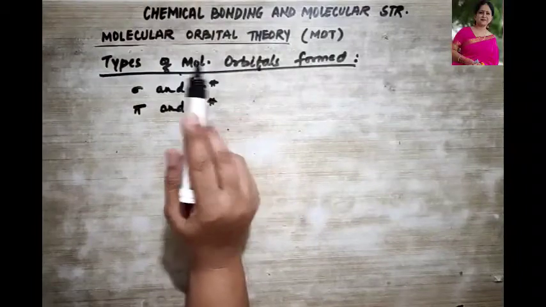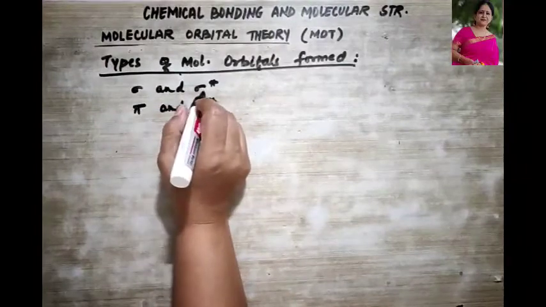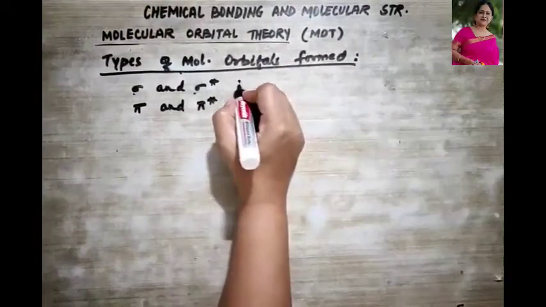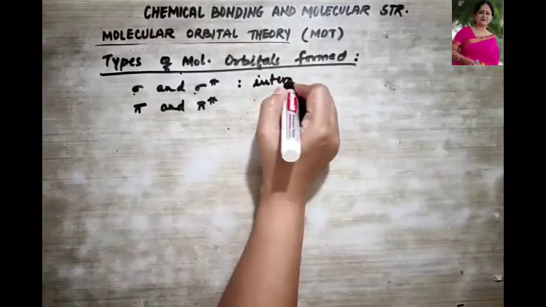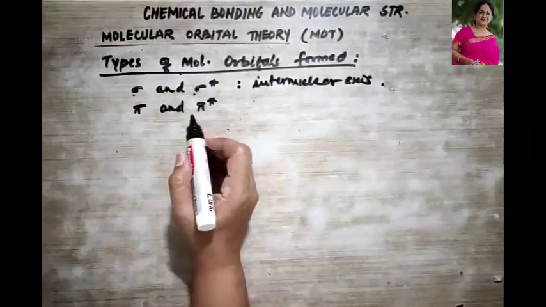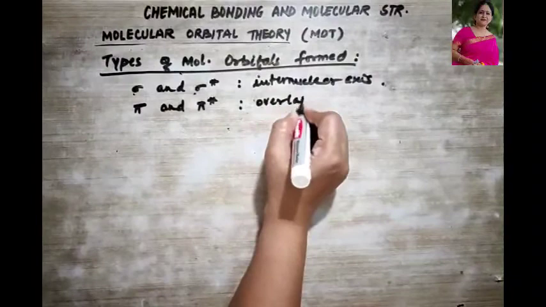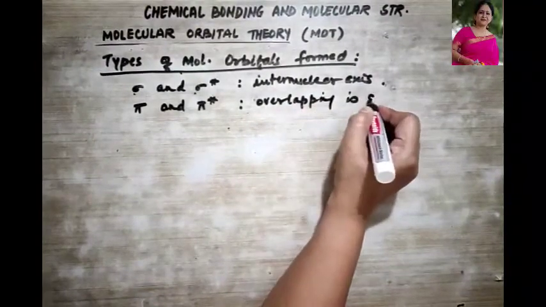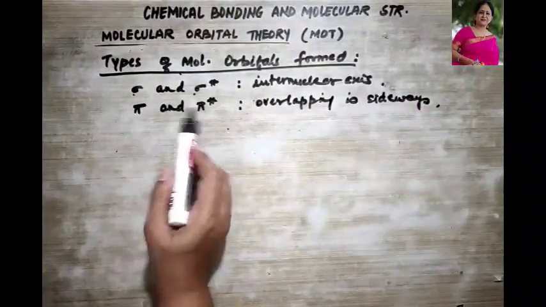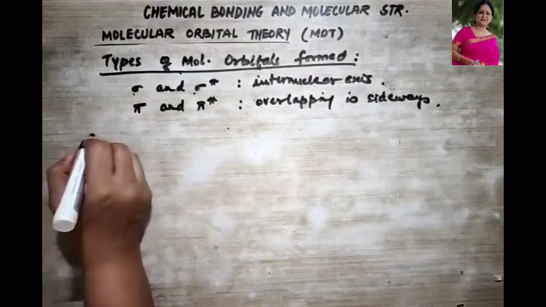So when the atomic orbitals overlap along the internuclear axis, the sigma orbitals are formed. But when overlapping takes place sideways, they will form bonding and anti-bonding pi molecular orbitals. Okay, so let us see this further.